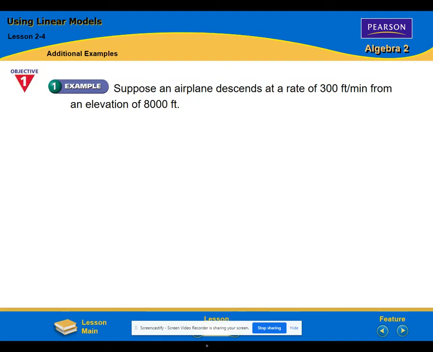Algebra 2, Section 2.4, using linear models. Got a couple of examples here, and then we're going to talk about scatter plots. Suppose an airplane descends at a rate of 300 feet per minute from an elevation of 8,000 feet.